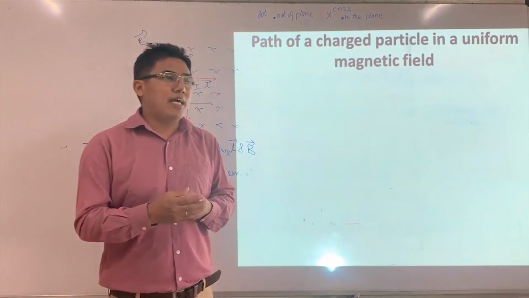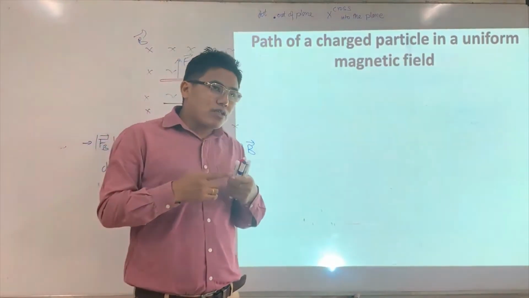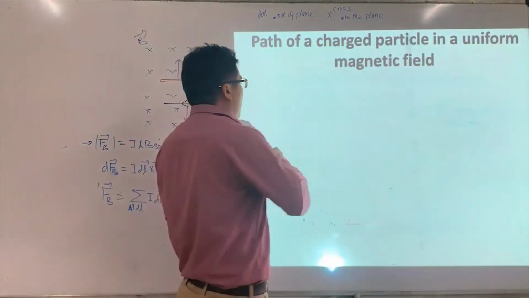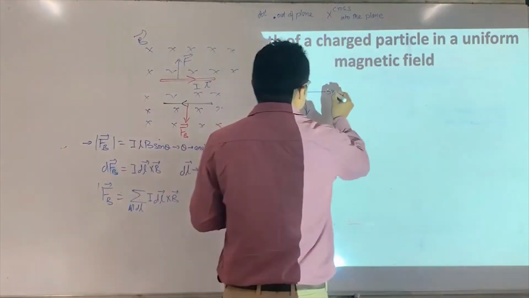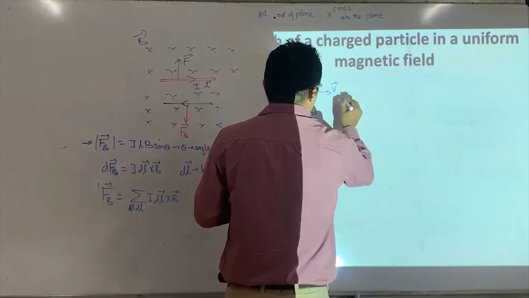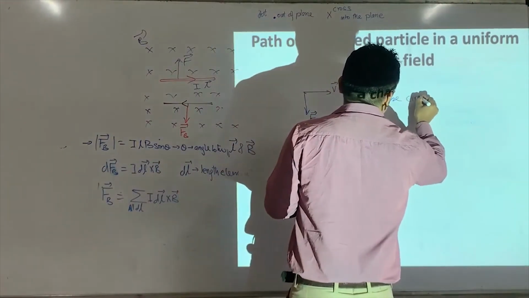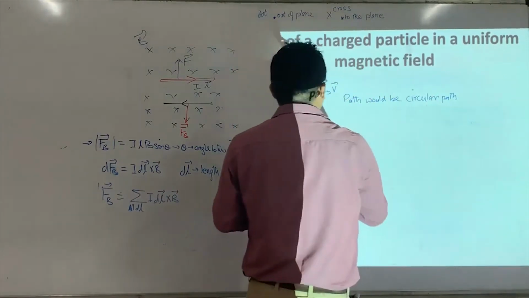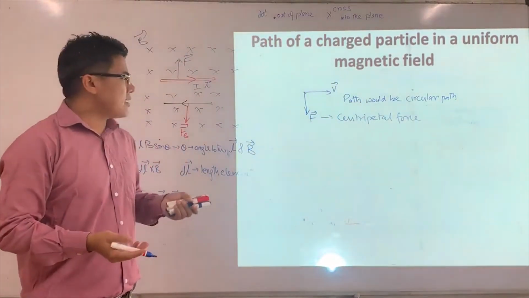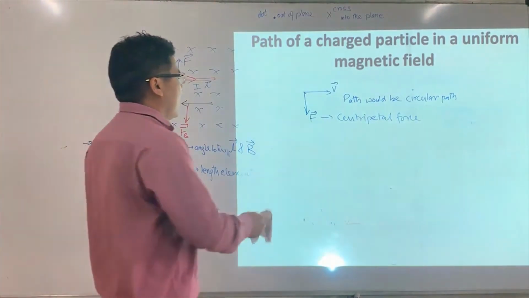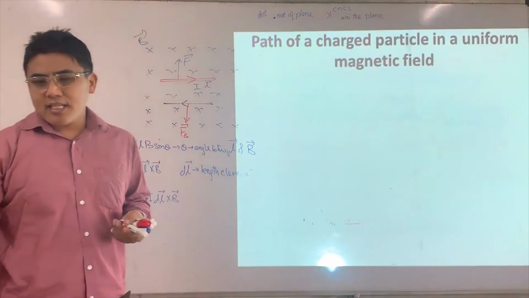One more concept we have studied: if I let a particle or object move such that the direction of velocity and the direction of force are perpendicular, then the path of such a particle would be a circular path. This is the velocity, this is the force, and this force is what we call centripetal force. This is done in class 11. This is exactly how Earth goes around the Sun, and the Moon goes around Earth.